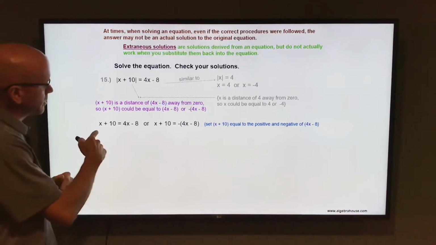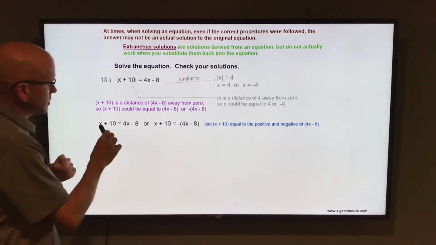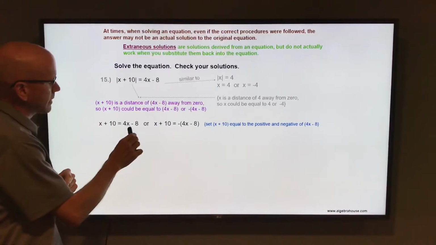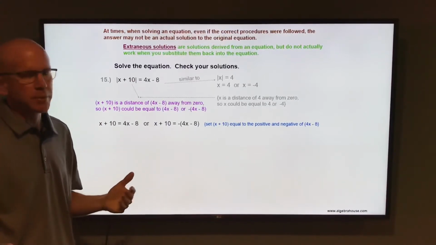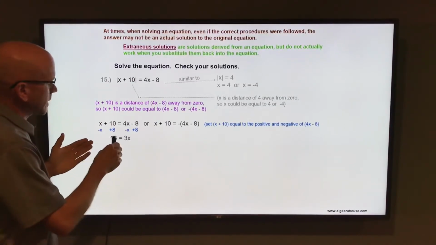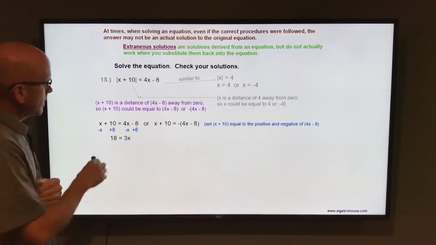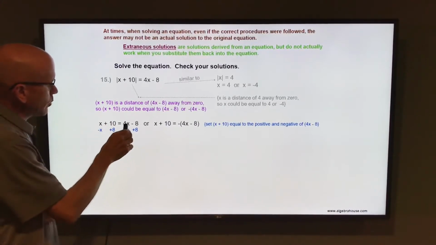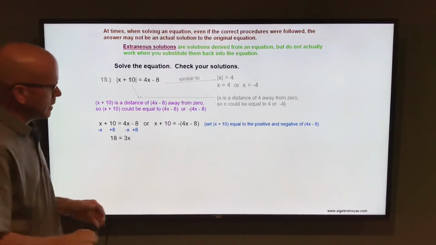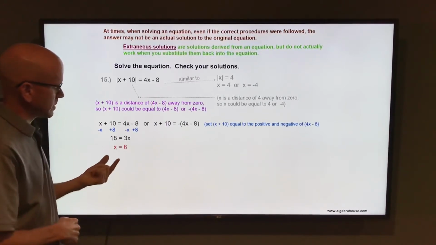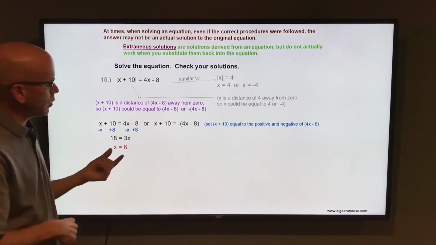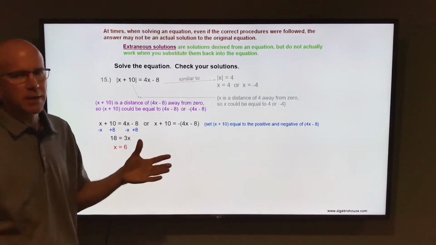In that first equation, remember you can do any of four things. You could subtract x, subtract 10, subtract 4x, or add 8. It's really up to you. For this, I'm going to subtract x and add 8 to both sides. On the left, I'm going to get 18, and on the right, I'm going to get 3x. So you have 18 equals 3x, that means x equals 6. But we will need to check that back in to make sure that's not an extraneous solution.